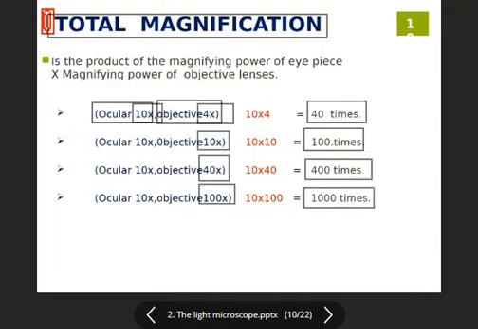So you should understand the difference between magnification and total magnification.